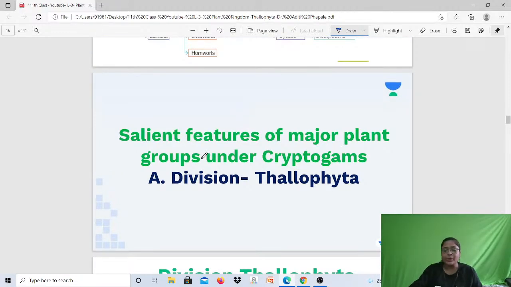So let's move further. Now we will discuss the salient features of major plant groups under cryptogams. The first one is Thallophyta.